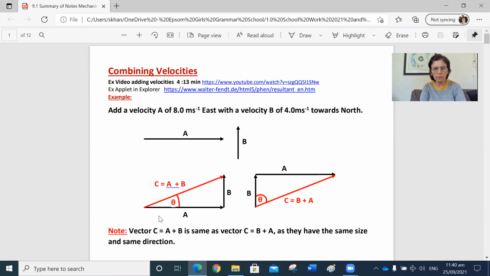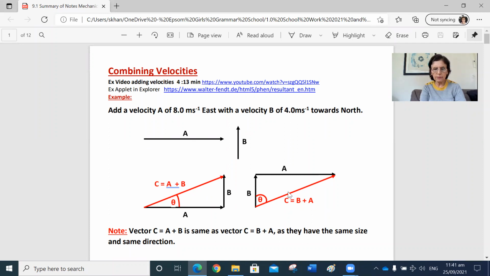So say, for example, there's a velocity vector A and a velocity vector B, and we have to add them. We have to add them like vectors. So draw A first and then B. And then from here to there, that will be the result of these two together. It doesn't matter if you draw B first and then A. It is the same answer because it's the same direction and same size.